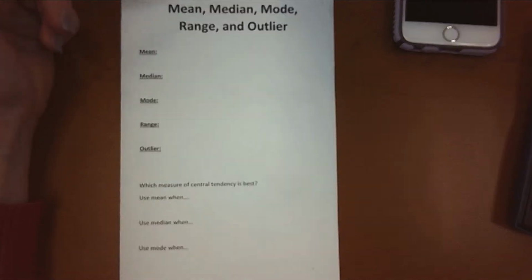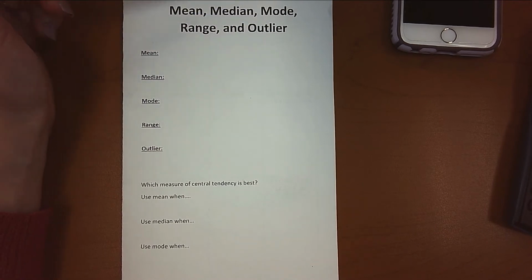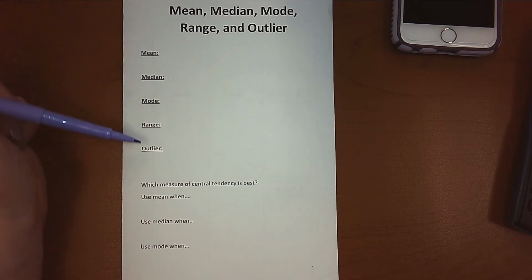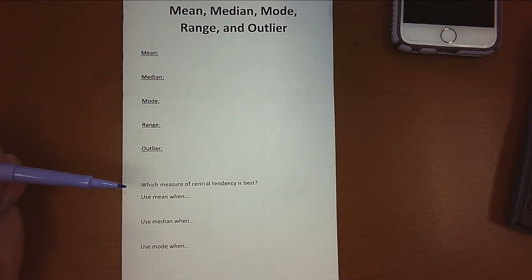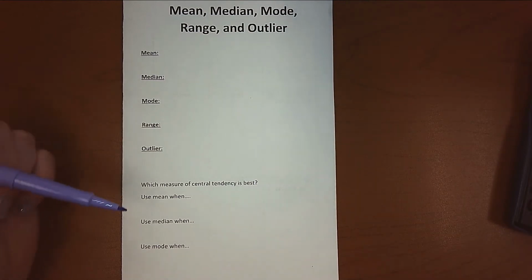Today we're going to be talking about mean, median, mode, range, and outlier. These are ways that we look at data and ways that we compare data sets when we're doing data analysis. So the first thing that I want to do is define or explain how we get each of these things, and then talk about which one is best and when.